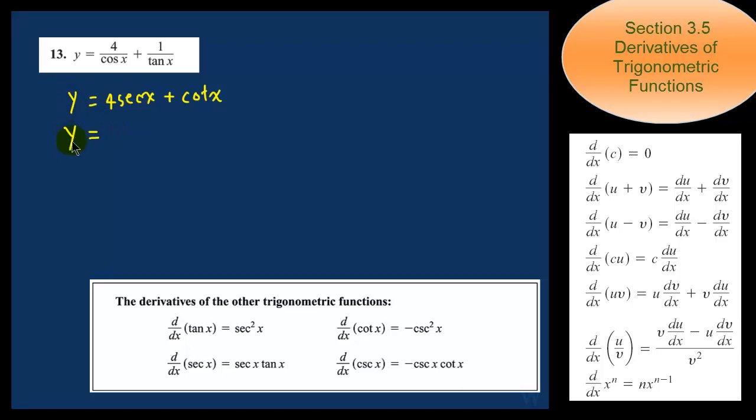So now y prime is equal to 4 times the derivative of secant of x, which is secant x times tangent of x, minus cosecant squared x.